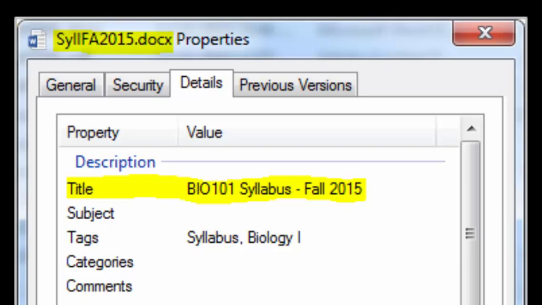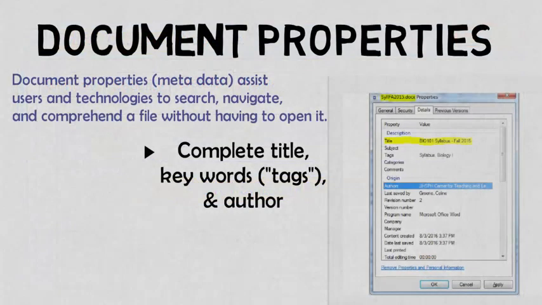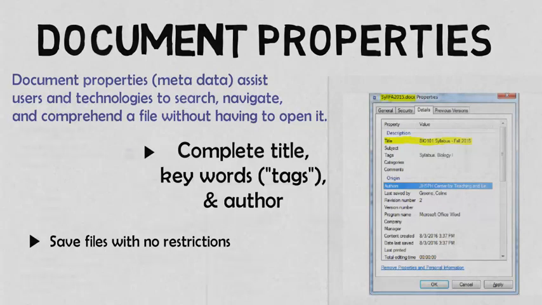The more descriptive title and the tags or keywords make it much easier for a computer, program, or user to find the right document when searching for it. It is also important that any document that is distributed should not be saved with editing, copying, nor printing restrictions, which could interfere with other programs, including assistive technologies.